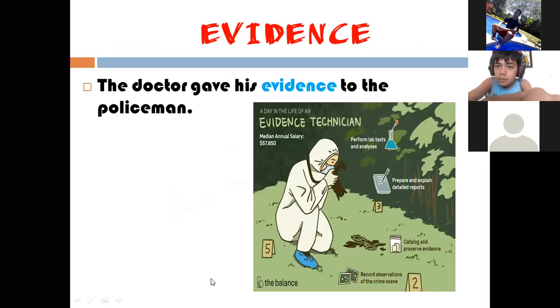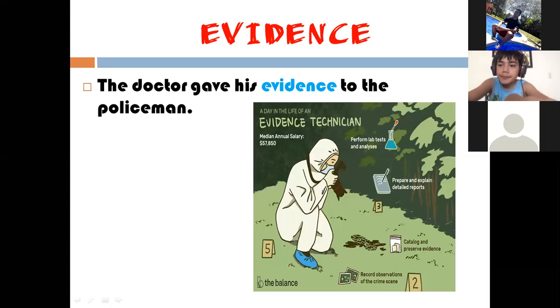Okay, this is easy. Evidence. Evidence is something that you discover. For example, in a crime, the detective or the doctor, the specialist, some scientists as well, they need evidence to discover something. Imagine, you need to get evidence to know about the crime.